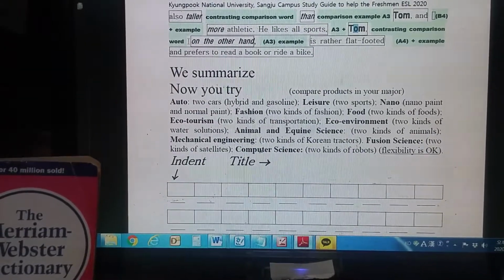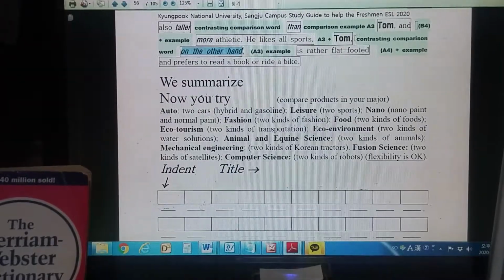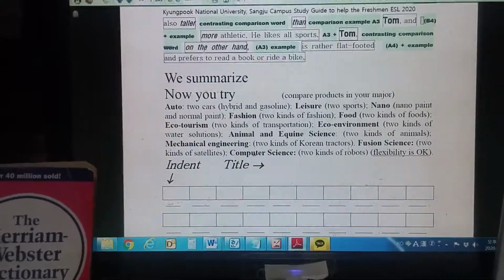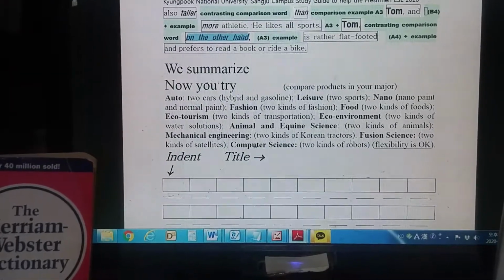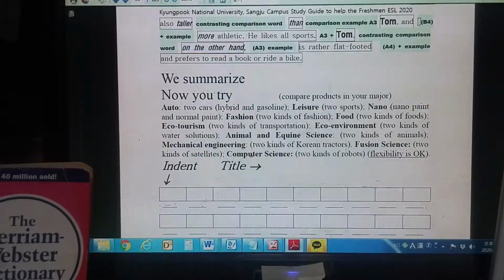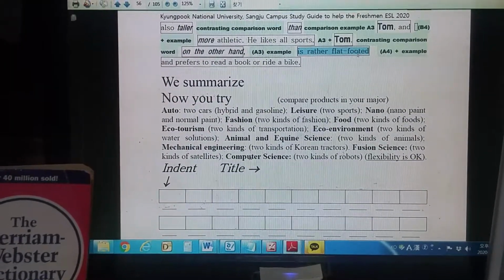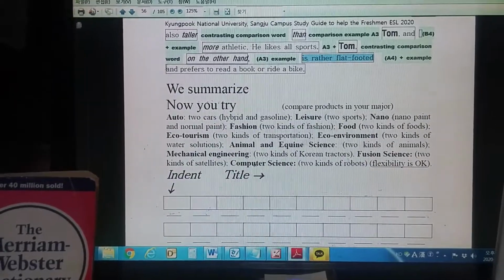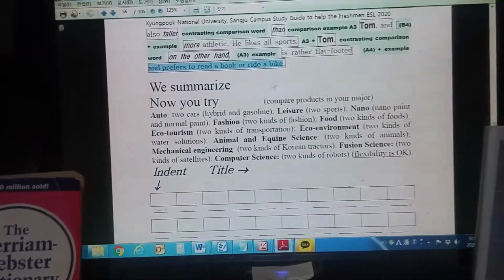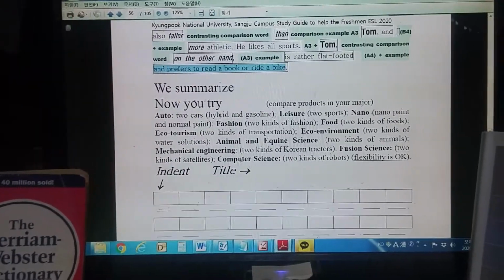Tom, on the other hand, that means a contrast here, you see, it's a contrast comparison word. On the other hand, is rather flat-footed, right? It's a very simple person and prefers to read a book or ride a bike. He's flat-footed, he's not that sporty, if you know what I mean.